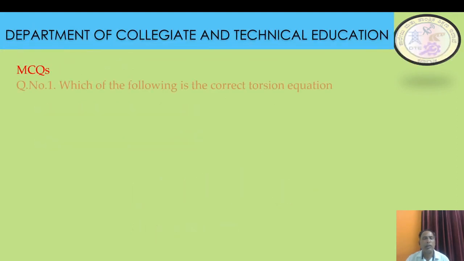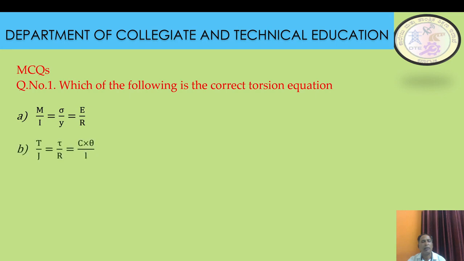So these are some multiple choice questions. Which of the following is the correct torsion equation? The first option is M by I is equal to sigma by y is equal to E by R, and the second option is T by J is equal to tau by R is equal to C theta by L, and the third is M by R is equal to T by J is equal to C theta by L, and the fourth is T by L is equal to tau by J is equal to R by C theta. The correct answer is option B, that is T by J is equal to tau by R is equal to C theta by L. Answer is B.